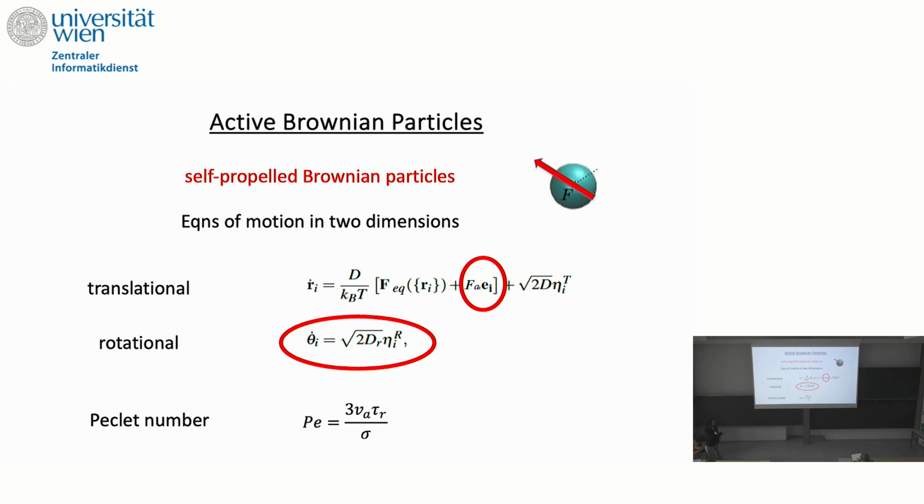Just to understand the meaning of this number, when the propelling speed is 0, a particle is passive, and we can tune the activity of a particle by tuning the Peclet number. You can already see a problem here, because v_A is the propelling speed, tau_r is the reorientation time, sigma is the size of the particle, but with these two numbers we can tune the Peclet number by changing either one number or the other. I'm going to show you soon that this is going to lead to different behaviors.